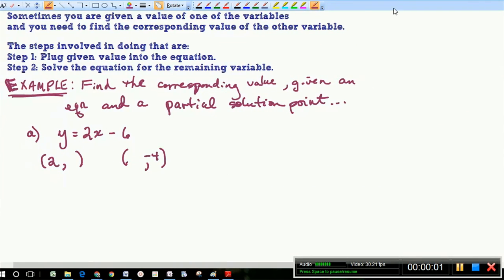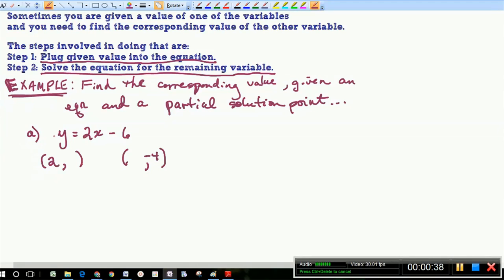Sometimes you're given a value of one of your variables, your x or your y, and you're asked to find the other variable to complete the solution. Here are the steps. First, whatever value you're given, you plug that into your equation. Once it's plugged in, you solve for the remaining variable. It should be simple, like what you just finished covering. It turns it into an equation with one variable, like you're used to seeing. So let's check it out.